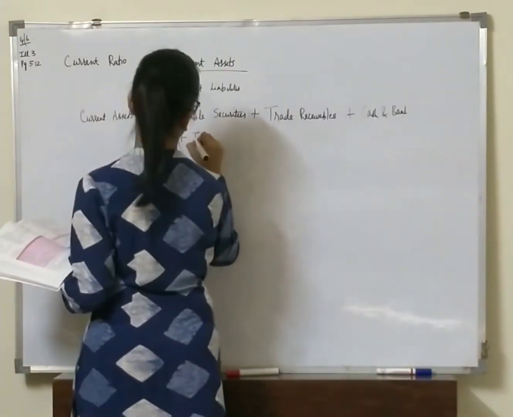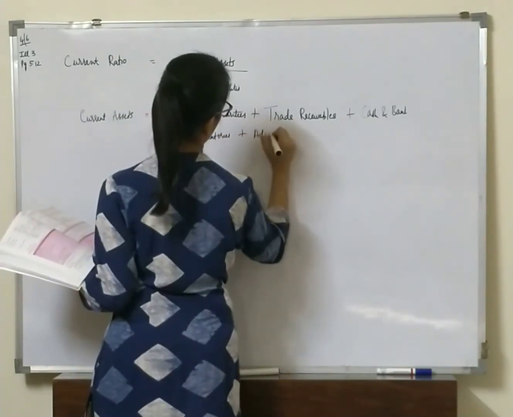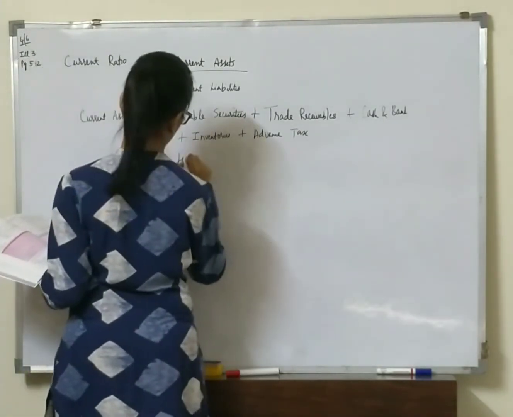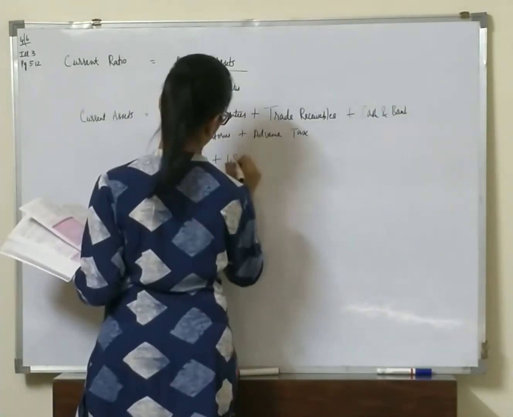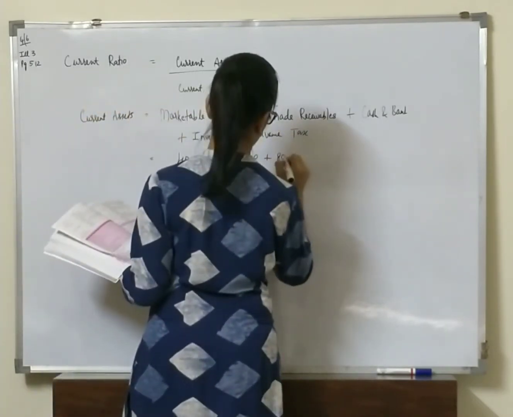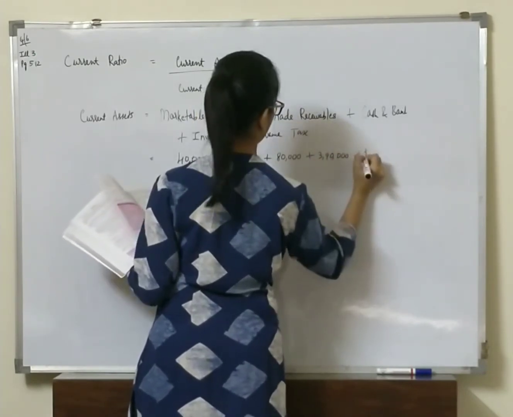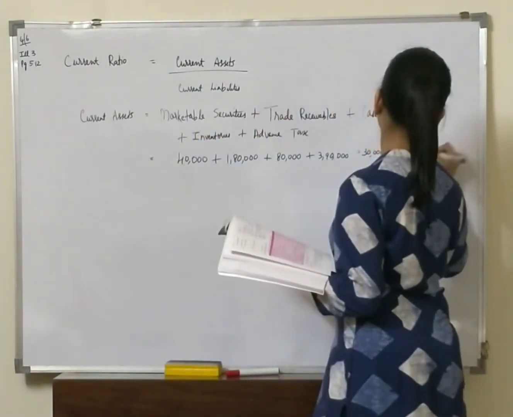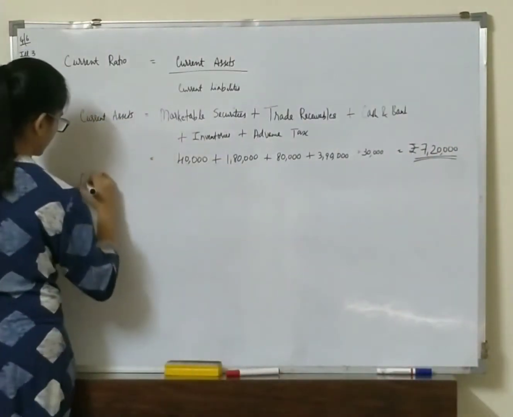So we will be having plus inventories and plus advance tax. So give me the amounts. Marketable securities 40,000. Trade receivables 1,80,000. Cash and bank balance 80,000. Inventories 3,90,000. Advance tax 30,000. So what's the total of current assets we get? Rupees 7,20,000.